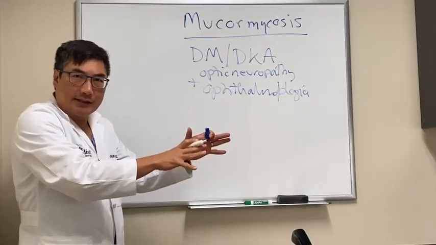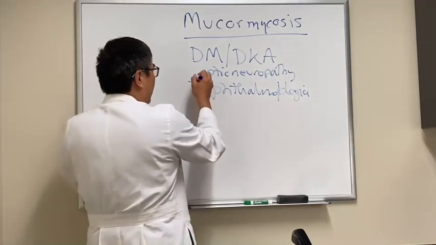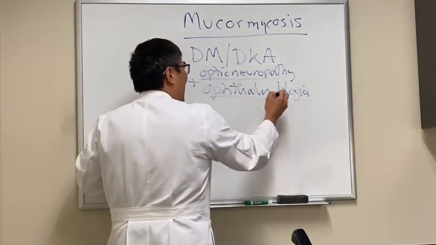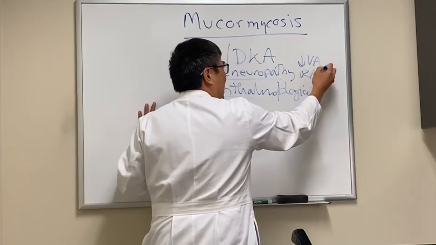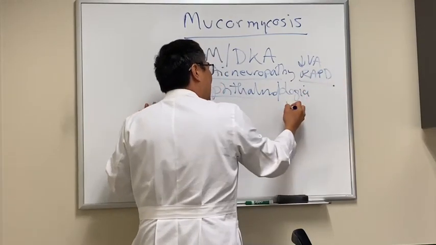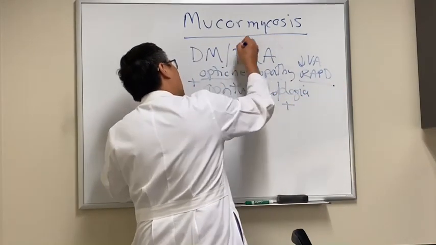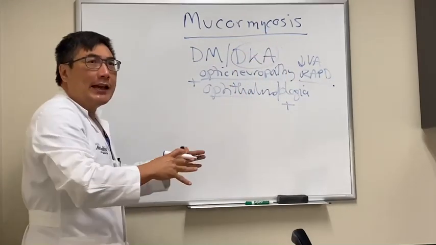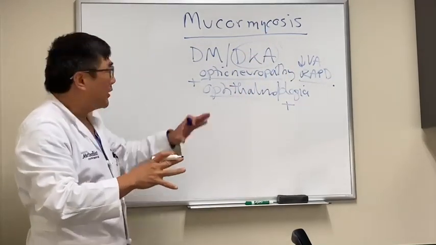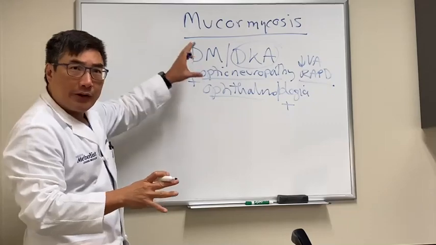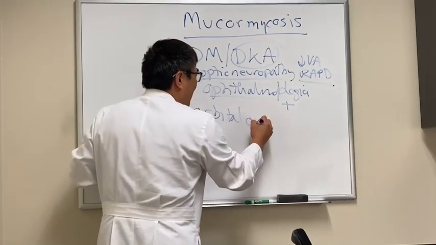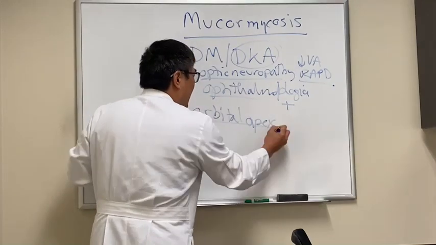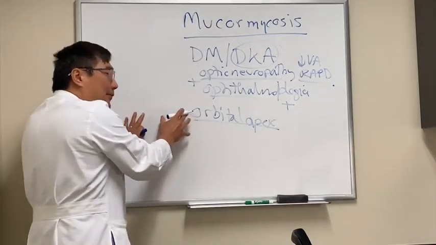in the cavernous sinus or the superior orbital fissure. So this combination of optic neuropathy, decreased vision, visual field, RAPD, swollen or normal nerve, plus ophthalmoplegia in a diabetic, but especially in DKA, is the characteristic description of mucormycosis in the orbital apex. And so the localization is orbital apex, and mucor is going to come from the sinus.